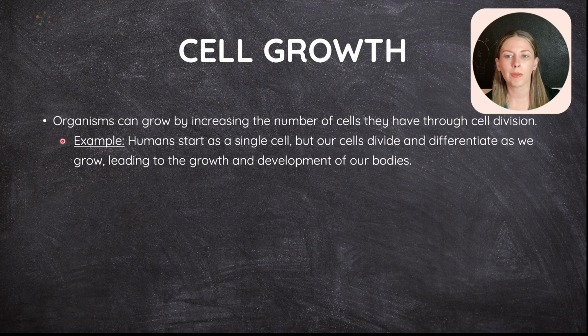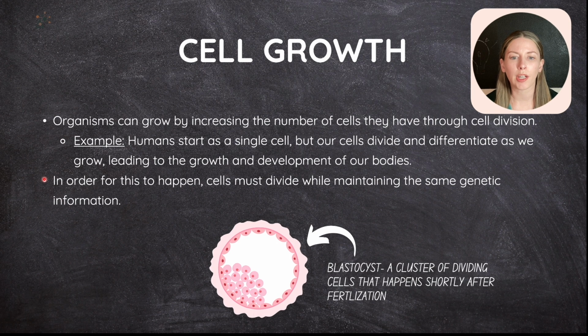For example, humans begin as a single cell called a zygote. Through repeated cell division and differentiation, that one cell eventually develops into a complete organism. For this to happen correctly, each new cell must receive the same exact genetic information as the original cell. This image here shows a blastocyst, which is a cluster of cells formed shortly after fertilization. All of these cells are genetically identical.